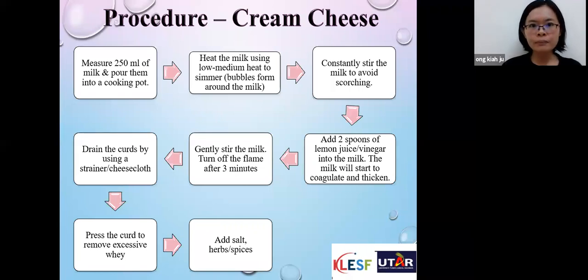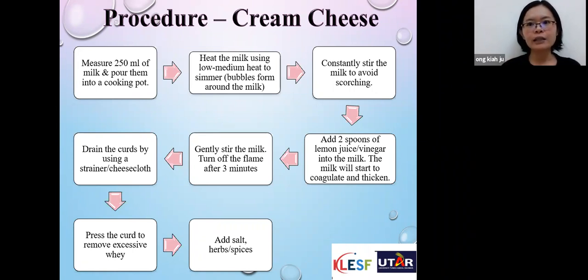While you are heating the milk, you have to constantly stir it to avoid scorching. When you can see a lot of bubbles forming all around the milk, you can add in 2 spoons of lemon juice or vinegar, and you will see the milk start to coagulate and thicken. Please bear in mind, in this process we are not adding any rennet. If you skip that part, it is okay.